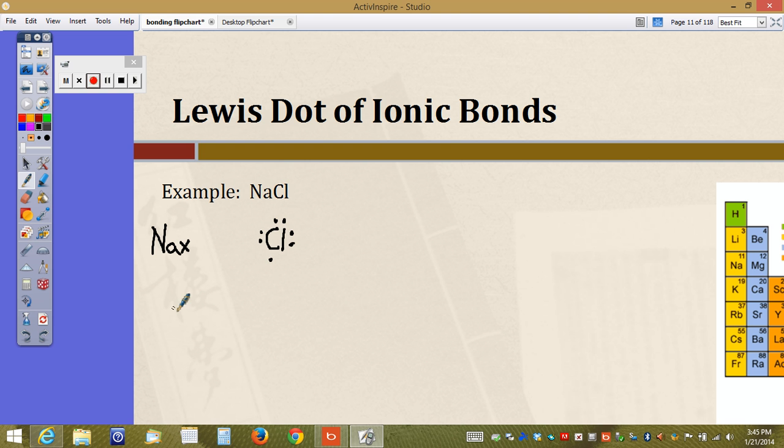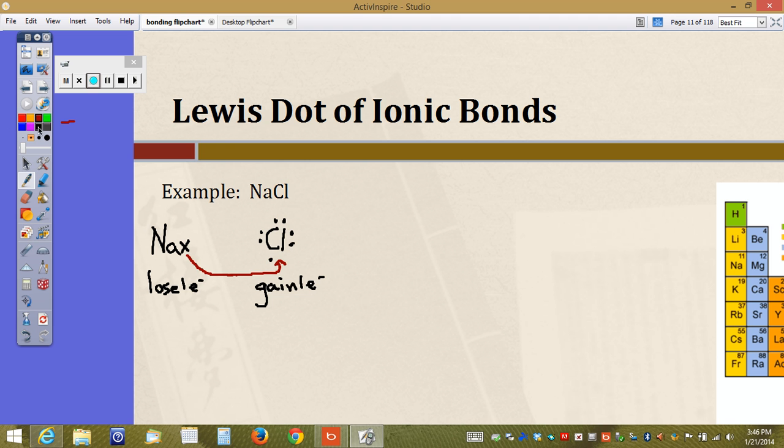Now we know from the past that metals want to lose electrons to form their stable octet. This one's going to lose 1 electron. Chlorine and nonmetals want to gain electrons in order to form a stable octet. This one is going to gain 1 electron. And what happens is the following. This electron here is going to leave sodium and be transferred to the chlorine.